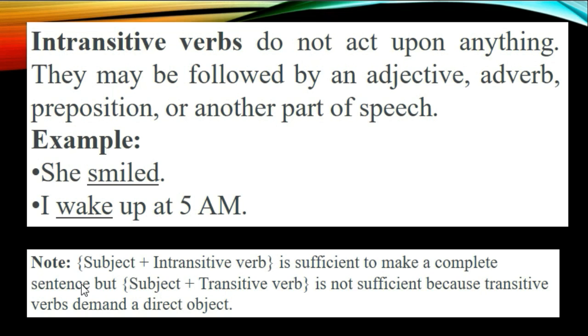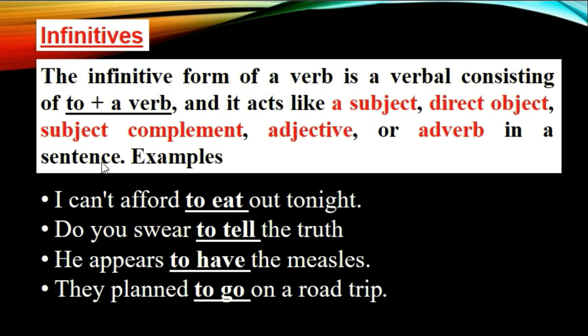Here also, note, subject plus intransitive verb is sufficient to make a complete sentence. Understood? Good. But subject plus transitive verb is not sufficient because transitive verbs demand a direct object.